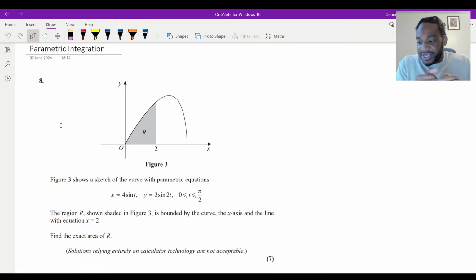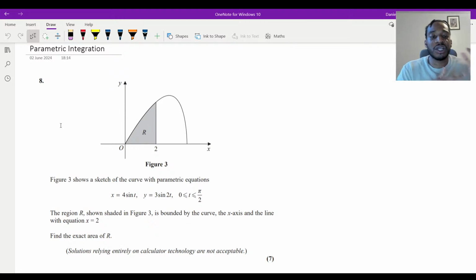All right. So it says figure 3 shows a sketch of the curve of parametric equations x equals 4 sine t and y equals 3 sine 2t between 0 and pi over 2. The region R shown shaded in figure 3 is bounded by the curve, the x-axis, and the line with equation x equals 2. Find the exact area of R for 7 marks.